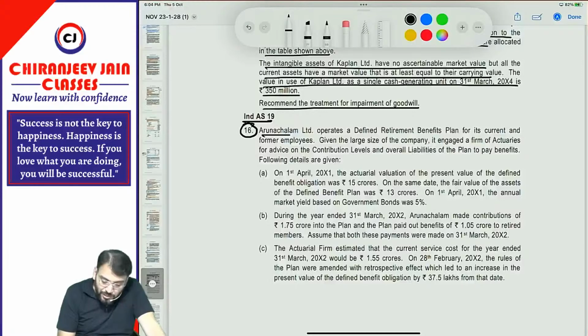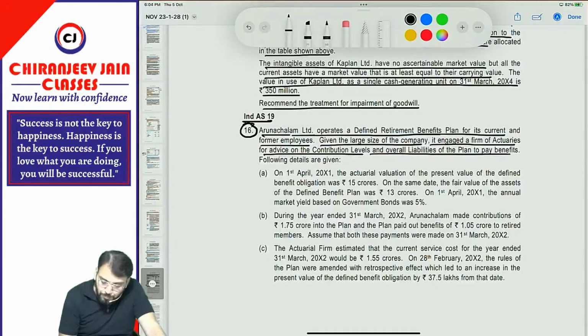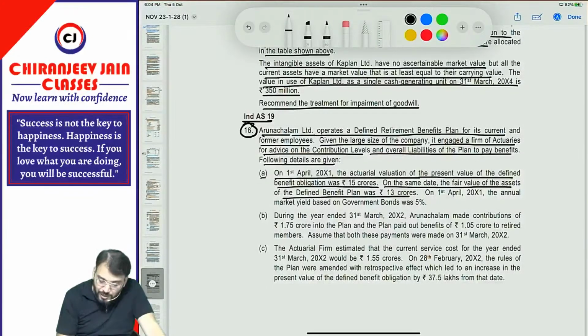Arunachalam Limited operates a defined retirement benefit plan for its current and former employees. Given the large size of the company, it engaged a firm of actuaries for advice on the contribution level and overall liabilities of the plan to pay benefit. Following details are given below. On 1st April 2001, the actuarial valuation of present value of defined benefit obligation was 15 crore, and on the same day the fair value of asset of defined benefit plan is 13 crore.